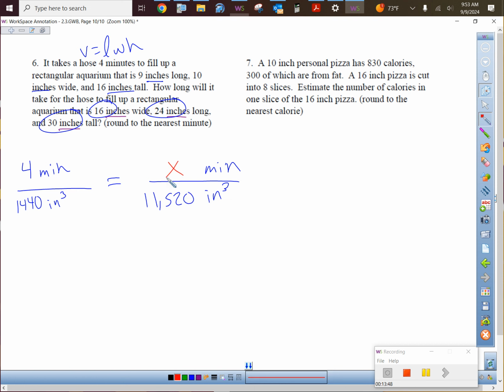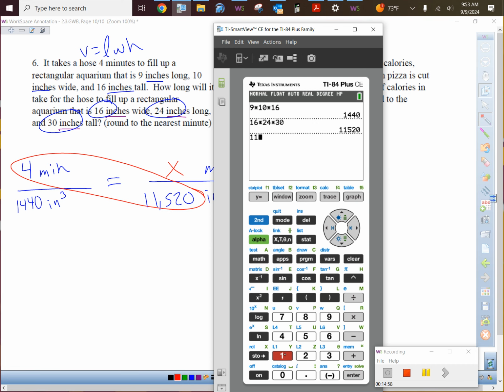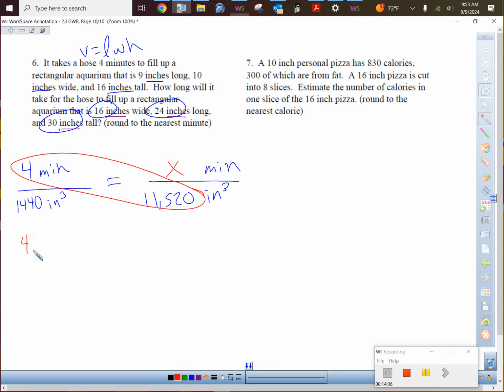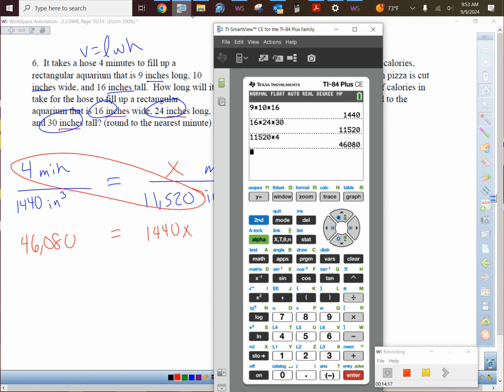How do we solve this? Cross multiply. Let's cross multiply. So I'm going to take this number times this number. 11,520 times 4. Big old number. 46,080 equals 1440x. And then you'll divide both sides by 1440. It might not come out nice. This one did come out nice.